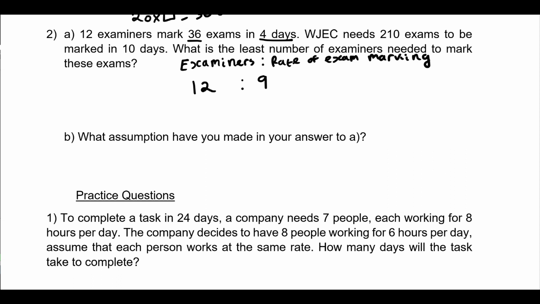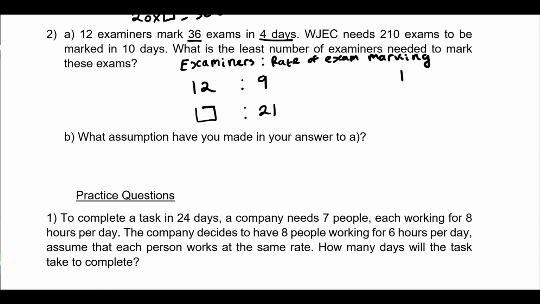So they need 210 exams to be marked. I need to work out the required rate. So what I need now is a rate of 21, because I have 210 exams to be marked over 10 days, which is 21. So I need to work out how many examiners this will correspond to.